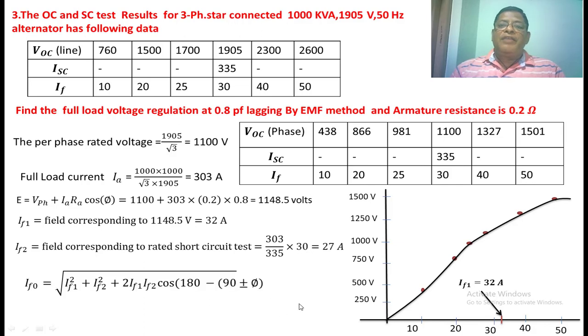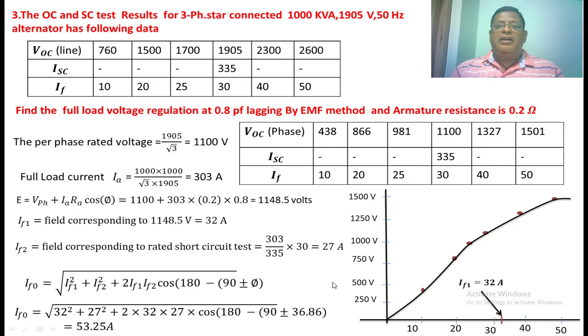Next we are finding the IF naught. IF naught equals square root of IF1 square plus IF2 square plus 2 IF1 IF2 cos of 180 minus 90 plus or minus theta. In this problem, we have to calculate the voltage regulation at 0.8 power factor lagging. So we have to consider the plus sign here. Substitute all the values, we are getting the field current corresponding to the no load voltage as 53.25 amperes.